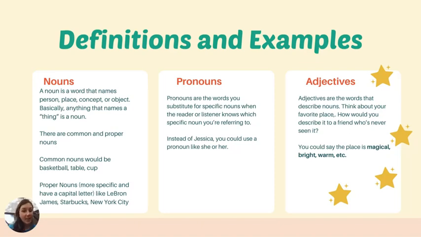And in the right-hand column, we have adjectives. Adjectives are the words that describe nouns. Think about your favorite place. How would you describe it to a friend who's never seen it before? You might use words like magical, bright, warm. And notice that I have stars next to this part of speech. That's because this is one of the concepts that you really need to understand in order to understand adjective phrases and adverb clauses, and adjective clauses and adverb phrases.